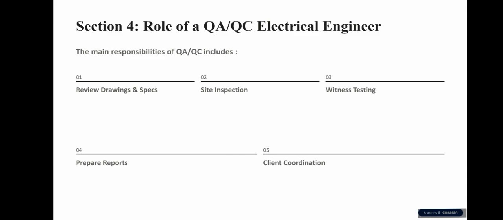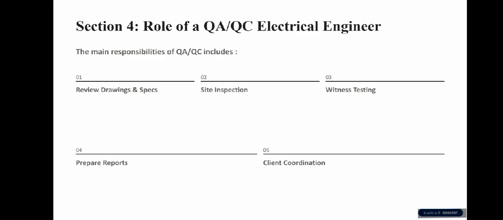Number third is witness testing. This means to oversee and validate various electrical tests such as insulation resistance test, continuity test, and functional tests to confirm operational integrity. Number fourth is prepare reports. This means to document inspection findings, test results, and non-conformities, compiling comprehensive reports for management and stakeholders.